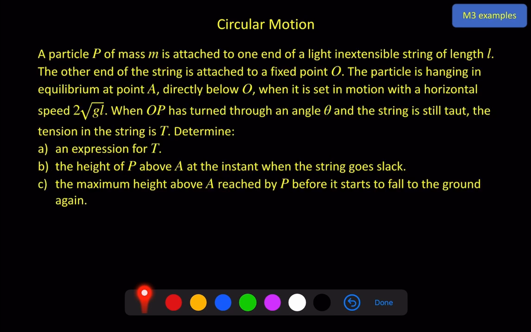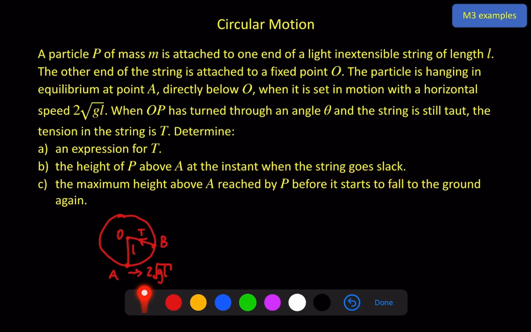So a particle P of mass m is attached to one end of a light inextensible string of length L. The other end of the string is attached to a fixed point O. The particle is hanging in equilibrium at point A, where A is directly below O, something like this. This is L, the particle is down at the bottom when it is set in motion with a horizontal speed 2 root GL. When OP is turned through an angle of theta, let's call that B, and the string is still taut, the tension in the string is T.